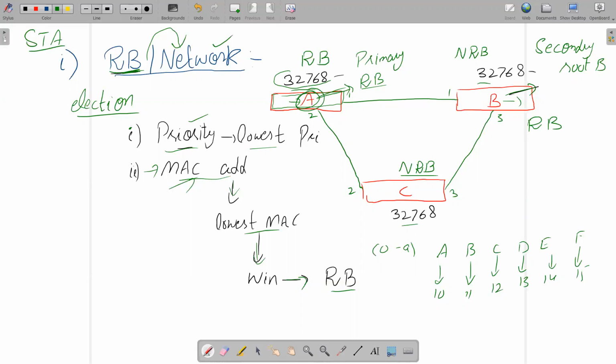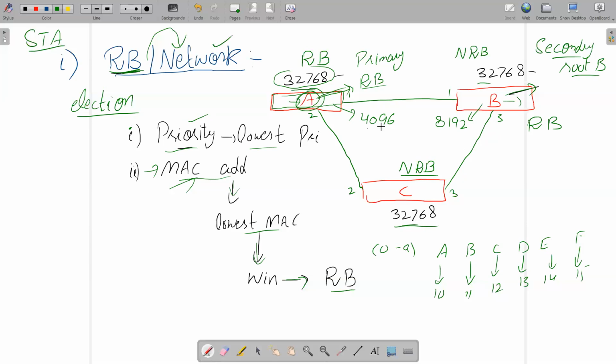Then you can play with the priorities. By manipulating the priorities, you can select the root bridge as per your requirement, as per your desire. So how can we do that? Let me configure this switch as the root bridge and switch B as the secondary root bridge. I will set the priority of switch A as 4096 and the priority of switch B as 8192. Now I will not change the priority of switch C. I will keep it at 32,768.